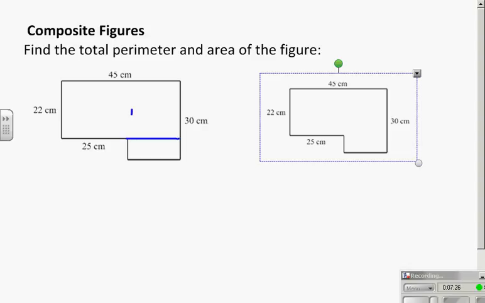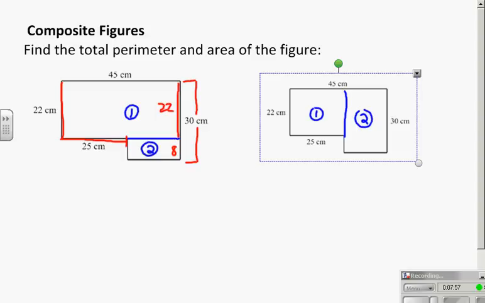I could divide it here and have area 1 and area 2, or I could divide it this way and have area 1 and area 2. Find the two separate areas and add them together. Now, you do have to do some thinking. If I make this rectangle 1 here, this side is 22, which makes this side 22. If the whole thing is 30, that makes this baby piece 8.